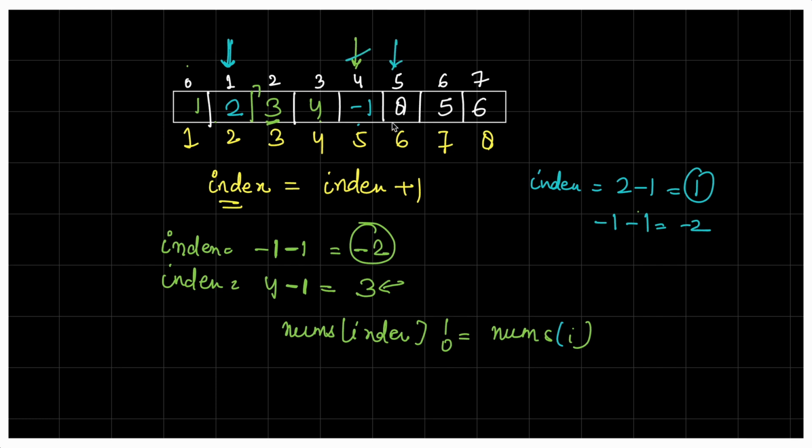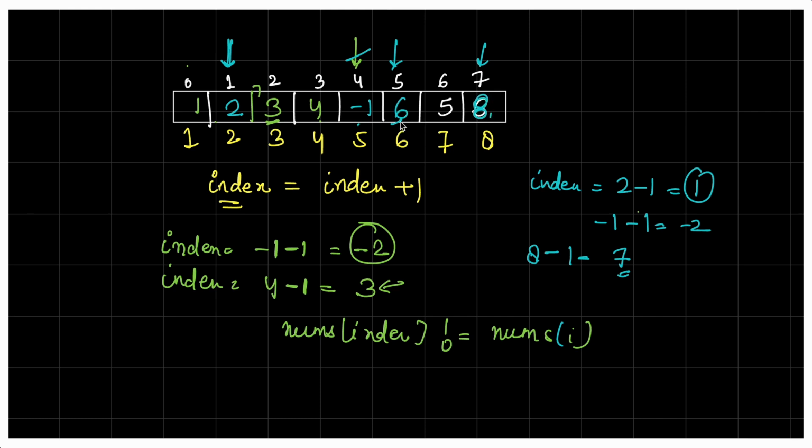Now we are at this position, and we are again going to calculate the index. 8 minus 1 is going to give us 7. We'll check whether the index is valid or not. The index is valid, so we'll go to index 7 and check whether it has 8 or not. It doesn't have 8, so at this point we need to make a swap. So we'll do 6 and we'll get 8 at this position.